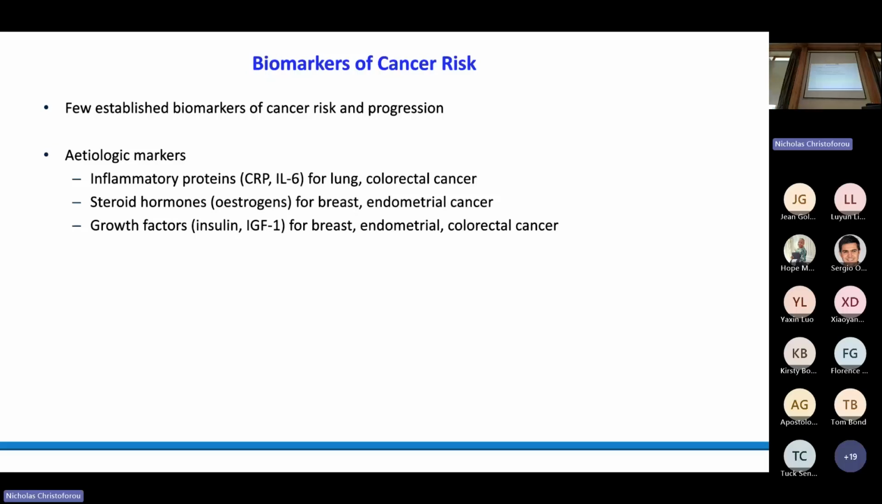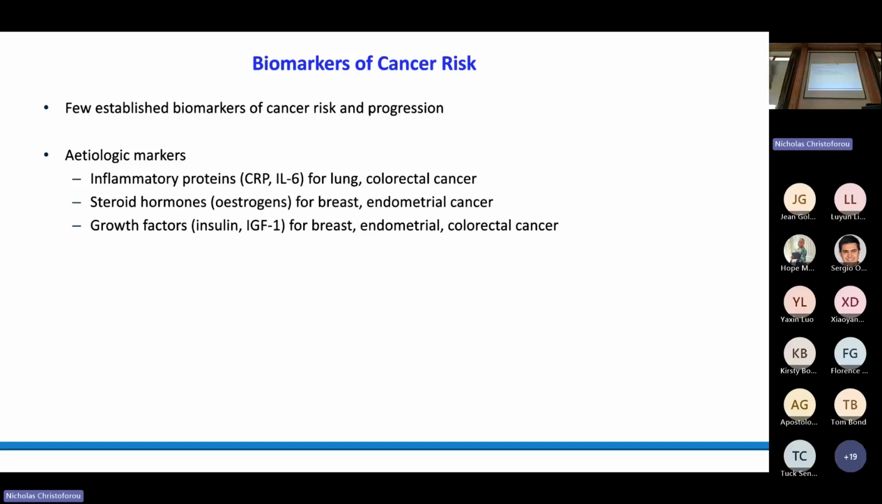I think it's fair to say that we actually have very few validated biomarkers of cancer risk. So think about etiologic markers. I think certainly inflammatory proteins, C-reactive protein, IL-6, there's fairly consistent evidence that they're predictive of lung and colorectal cancer. Certain steroid hormones, for example, estrogens for breast and endometrial cancer. And then growth factors and related hormones such as insulin, IGF-1, which I think there's really quite consistent evidence that they're causally related to breast, endometrial and colorectal cancer.